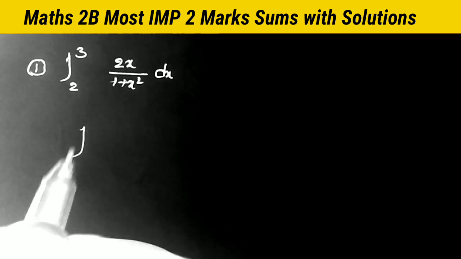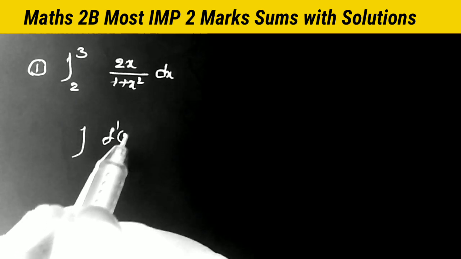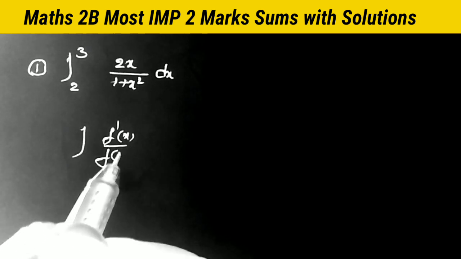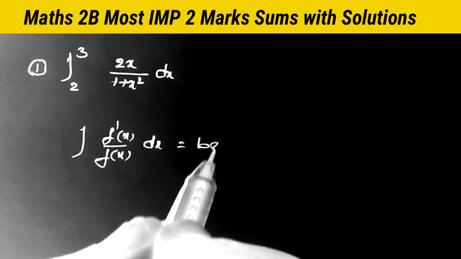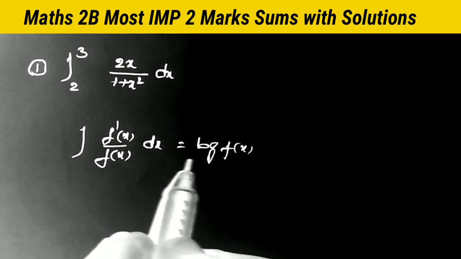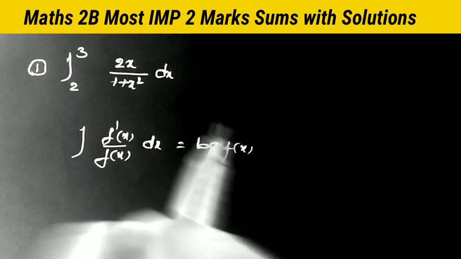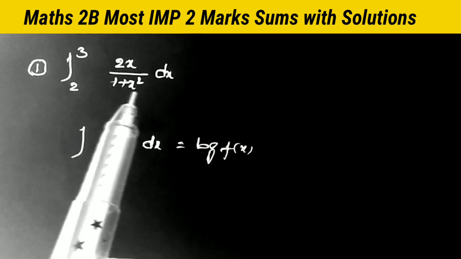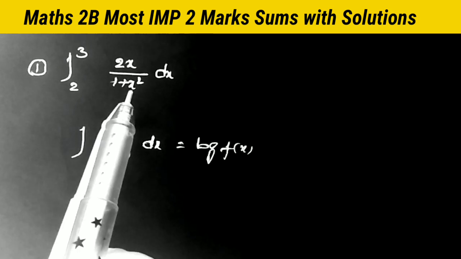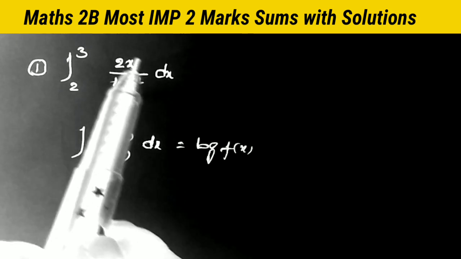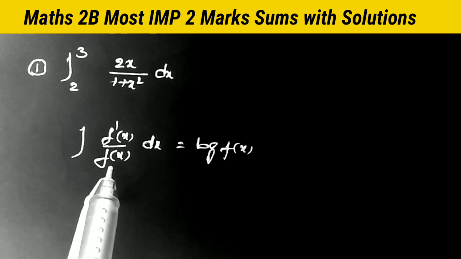Now what is the formula? Integral f dash of x by f of x dx is equal to log of f of x. This is the formula. Observe that here, what is the derivative of 1 plus x square? 2x. The derivative of 1 is 0, and of x square is 2x. So clearly this is in the form of f dash of x by f of x.